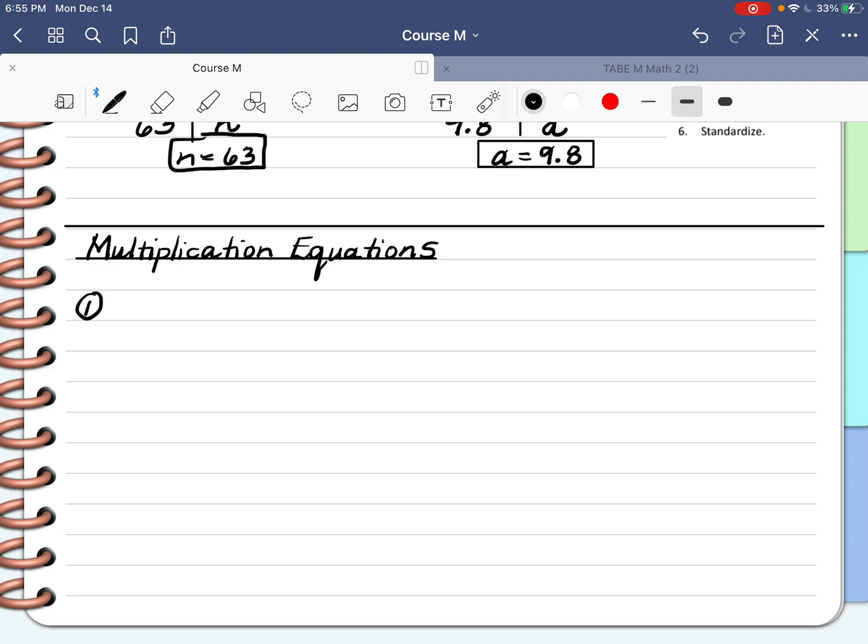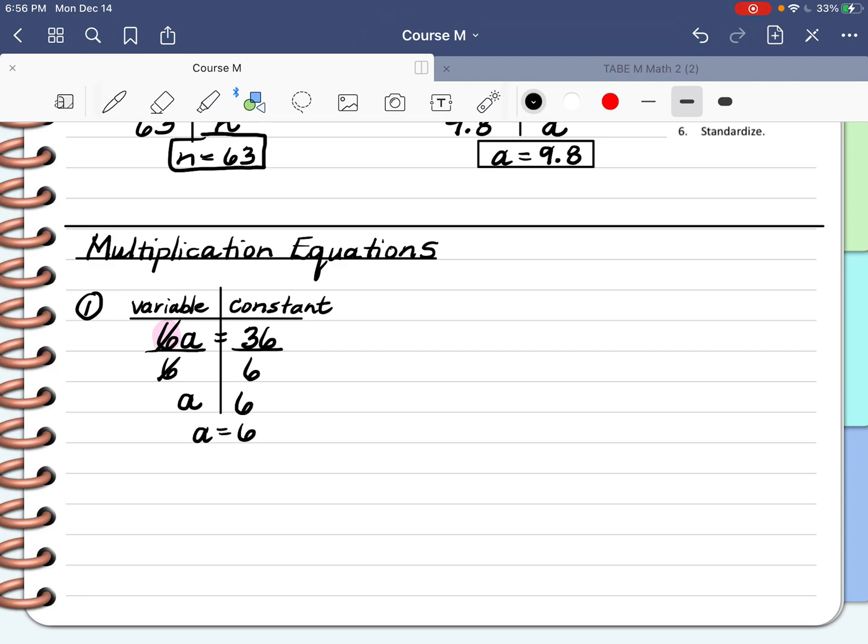Alrighty, let me find mine where I've written them down. Number 1, I have 6a equals 36. Power t, variable, constant. What needs to move? It's the coefficient. So you divide that coefficient away because division is the opposite of multiplication. You cancel, you copy, and you standardize.